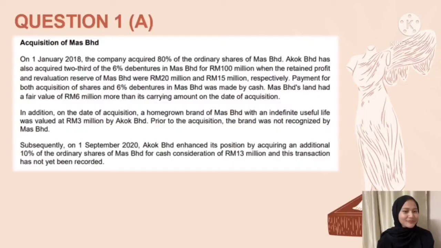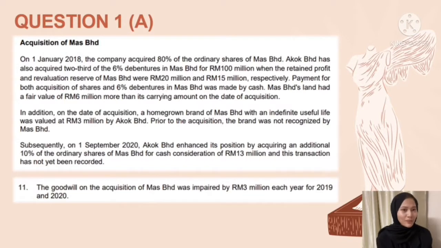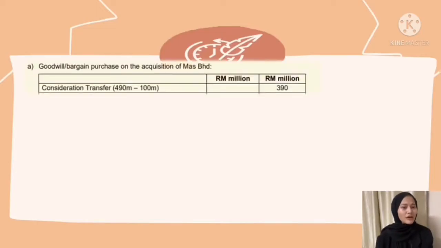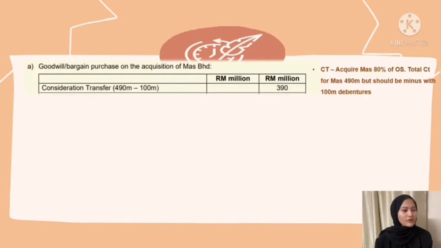Let's find out again. Based on information number 11, it stated that the goodwill on the acquisition of Mas Berhad was impaired by 3 million each year for 2019 and 2020, which means for 2 years. 3 million for 2 years. Okay, now, first, consideration transfer. For consideration transfer, ALIF acquired 80% of Mas ordinary share. So, total CT for Mas is 490 million, but should be minus 100 million debenture first, and then we will get the 390 million for consideration transfer.